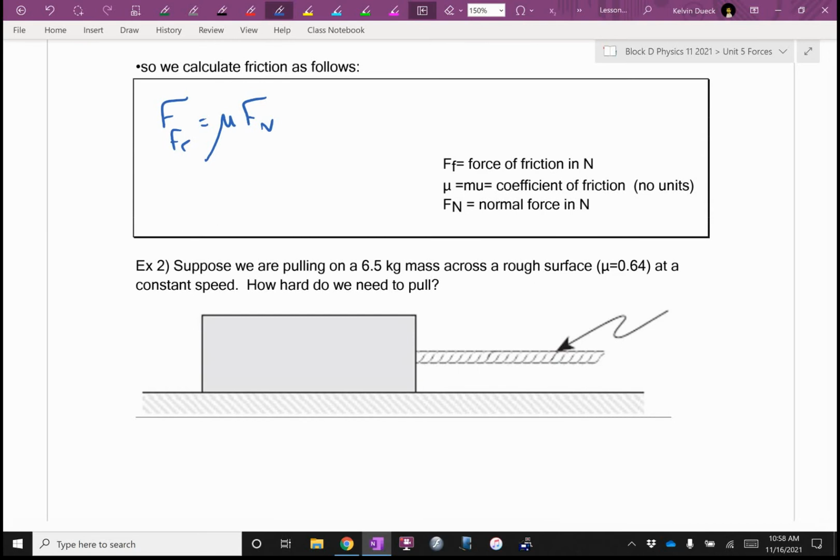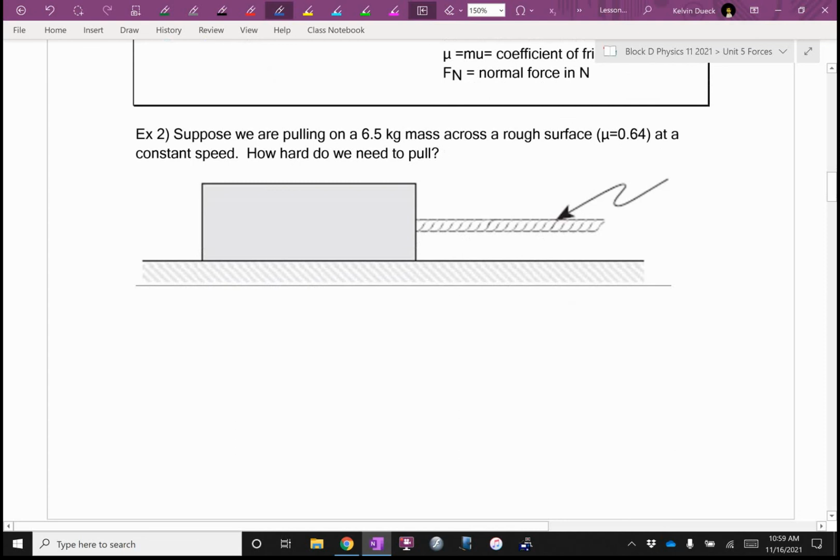Let's do a question. I like example 2. Suppose we are pulling a 6.5 kilogram mass across a rough surface at a constant speed. How hard do we need to pull?